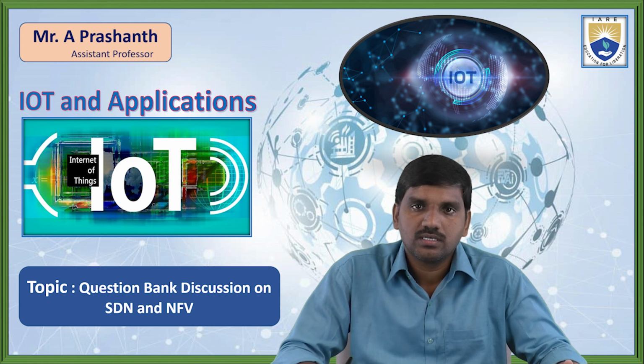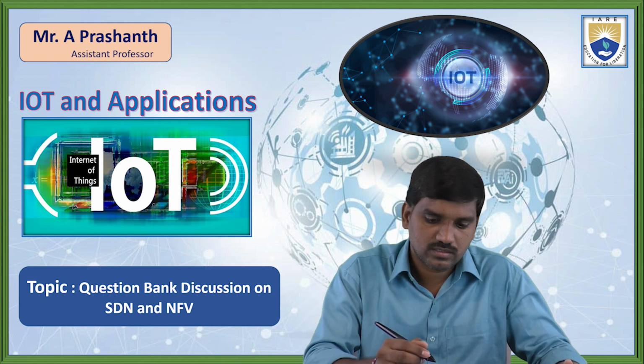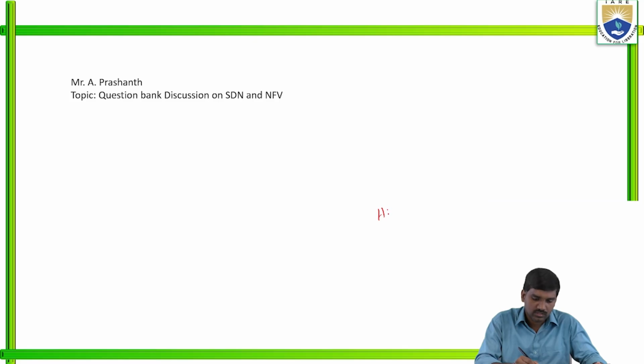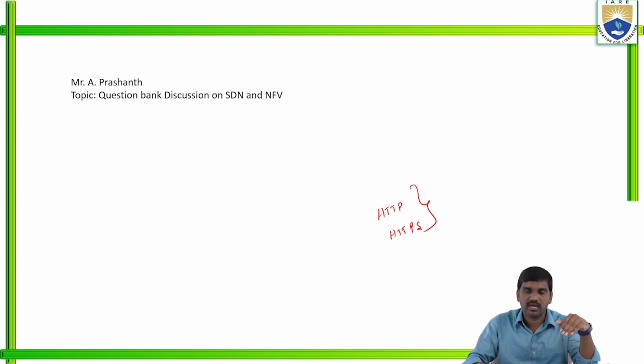In the last lecture, we completed the importance of HTTP and HTTPS protocols. We also explained the differences between these two in terms of various parameters, such as how many bits it follows, what the protocol is, what the real-time applications are, and in terms of security. We discussed the comparison between HTTP and HTTPS.